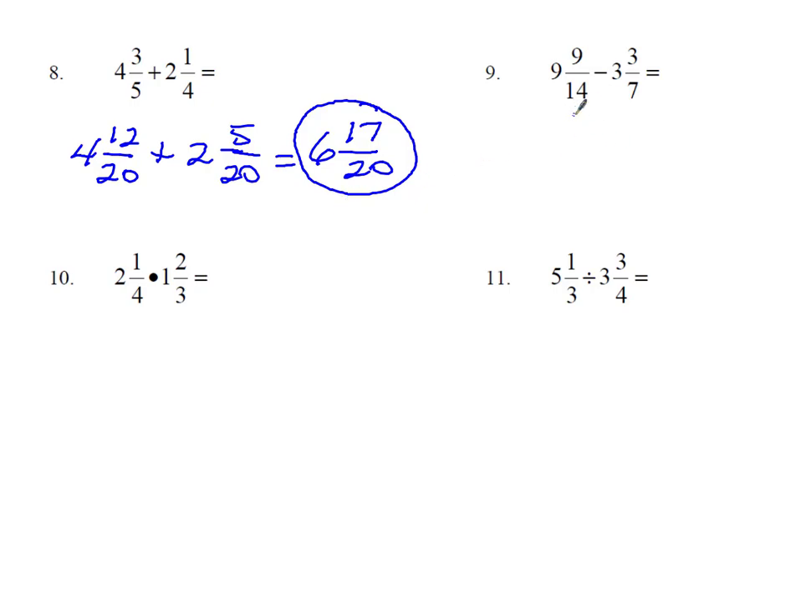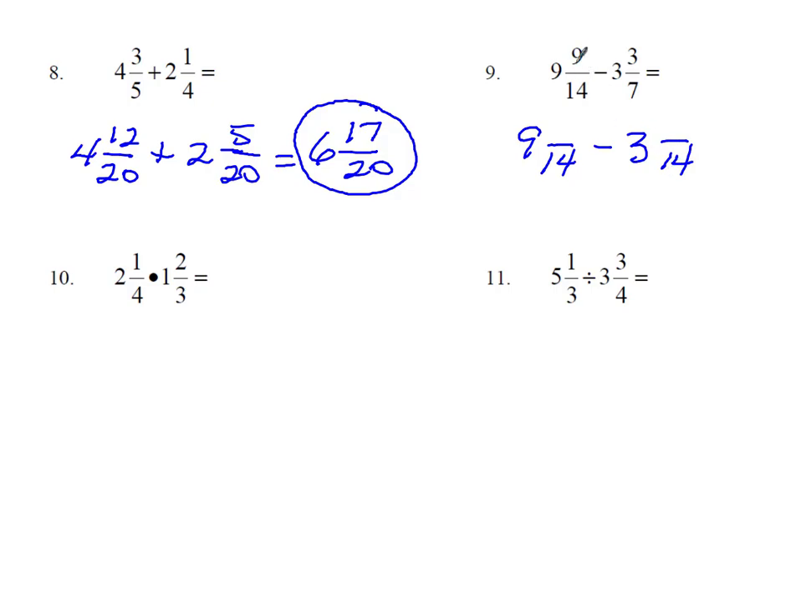For subtraction, we do the same thing. We find common denominators. So I rewrite my fraction so that I can find common denominators. I start with my 14. 14 times 1 is 14. Can I turn the 7 into a 14? Yes. So the 14 is my common denominator.